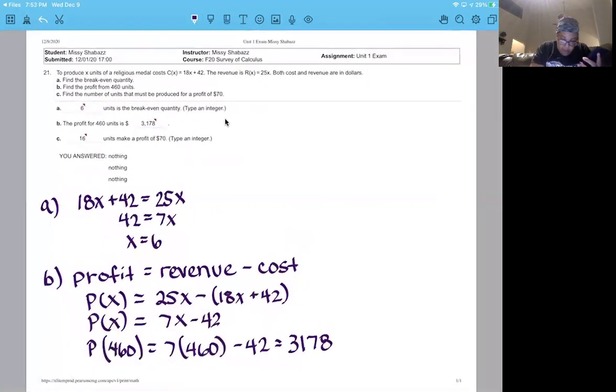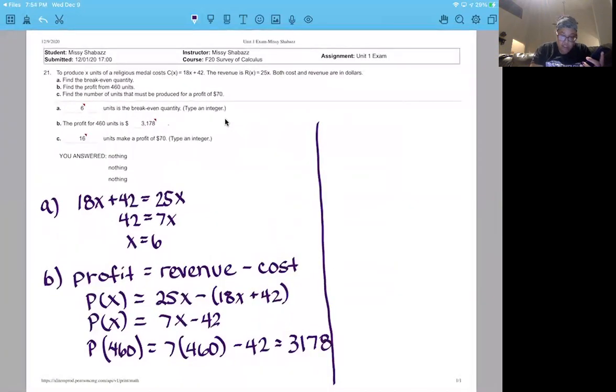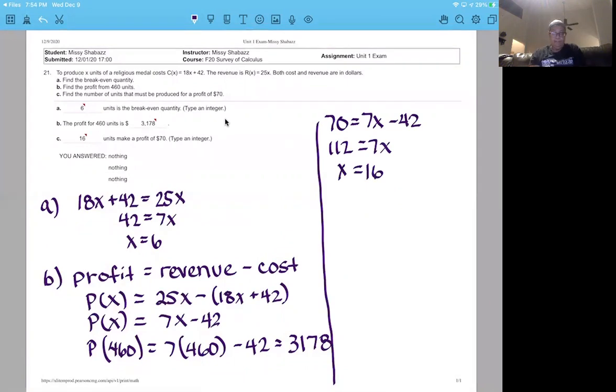All right, part C asks, find the number of units that must be produced for a profit of 70. So I want to set profit equal to 70 and solve for x. So 70 plus 42 is 112, and I'm going to divide by 7. And I get x equals 16. So 16 units.